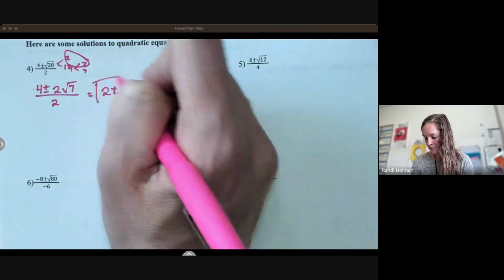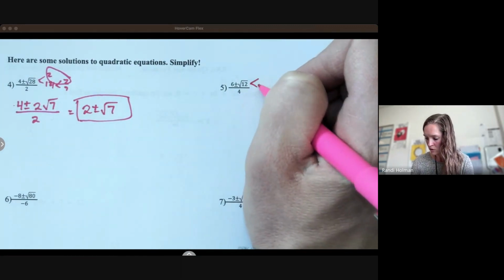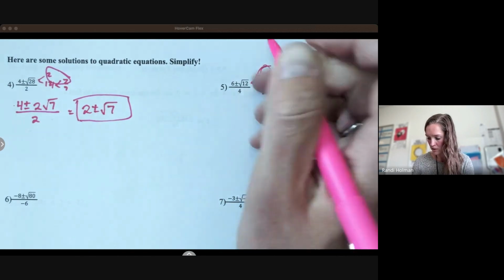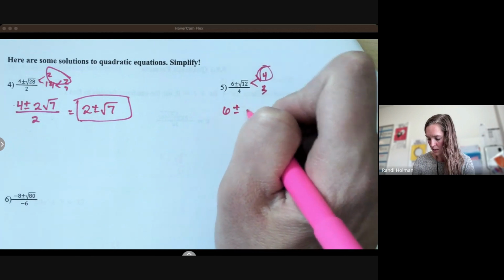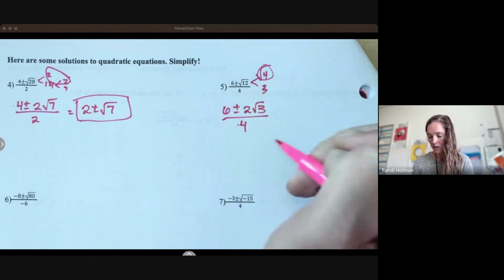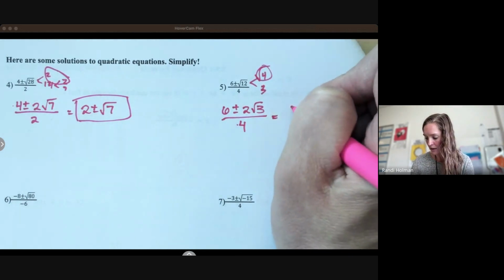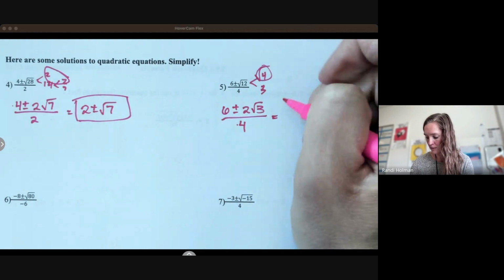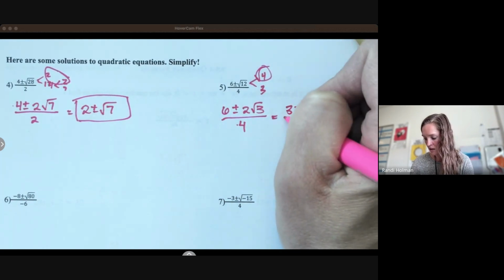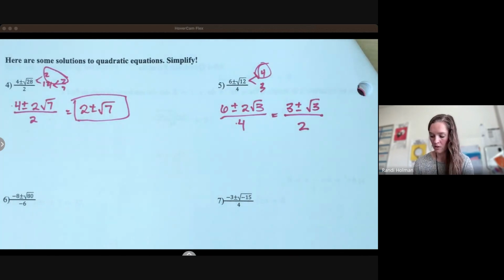Okay, 6 plus root 12, so 12 is 4 times 3. Ooh, 4 is a perfect square. Square root of 4 is 2. So this is 6 plus or minus 2 root 3 over 4. These aren't all divisible by 4, but they are all divisible by 2. So I can divide out a 2 since it's in all 3 of these places. So we get 3 plus or minus root 3 over 2 when you divide a 2 out of all of those pieces.